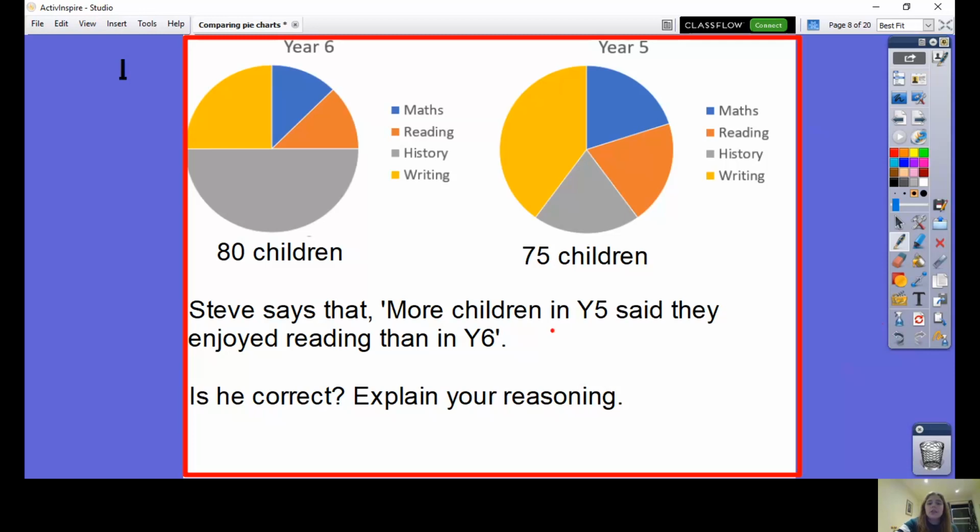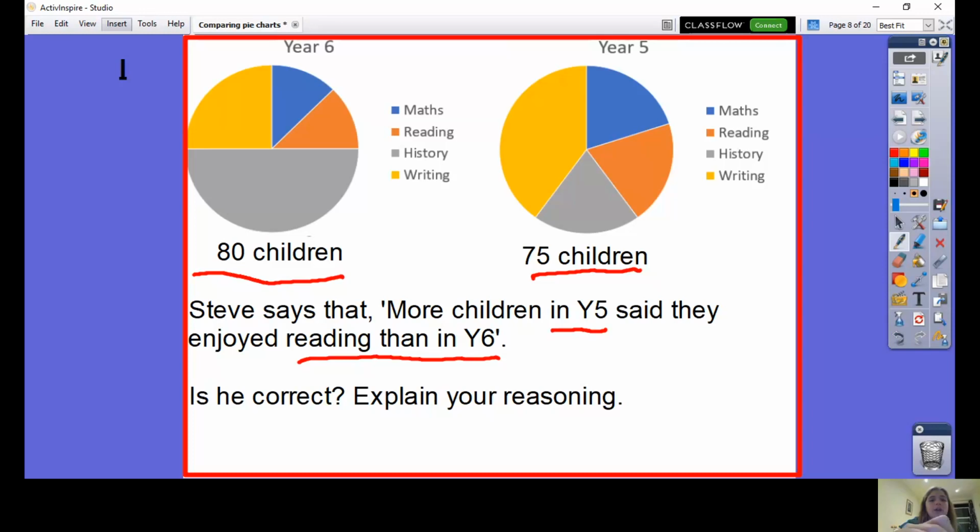Steve says more children in year 5 said they enjoyed reading than in year 6. The thing that you must pay attention to is in year 6 there are 80 children in total, and in year 5 there are just 75 children. That means the pie is worth different amounts, and so I cannot just judge it based on whether it's a quarter and a half. I need to know what a quarter of 80 is and what a half of 75 is.